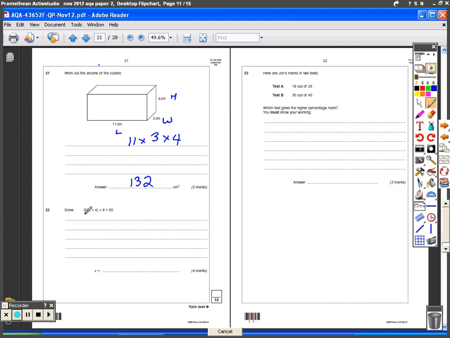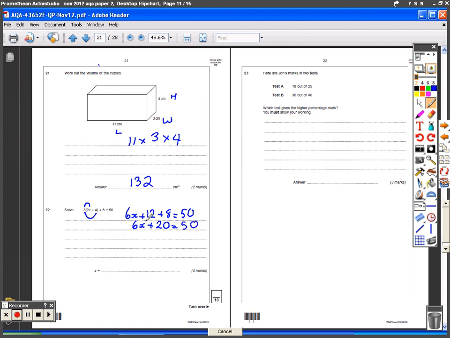Next one, solve the equation 3 brackets 2x plus 4, plus 8 equals 50. So I'm going to ignore this bit and I'm just going to multiply out my bracket first. As soon as I see a bracket, multiply it out. So 3 lots of 2x would give me 6x, and 3 lots of 4 would give me 12. And then you've got your plus 8, of course, at the end, which equals 50. Okay, tidying this up a bit, add your 12 and your 8 together to give you 20.